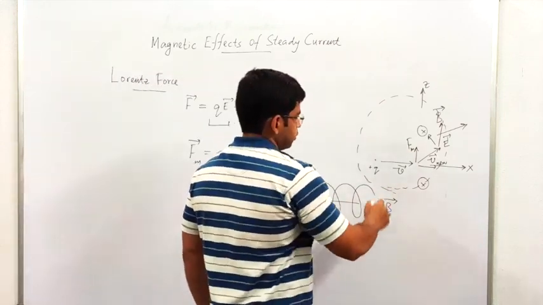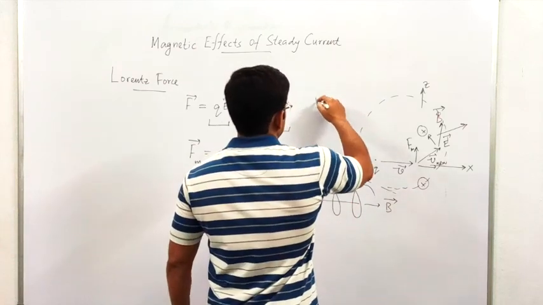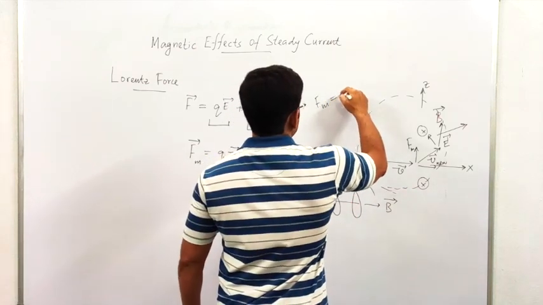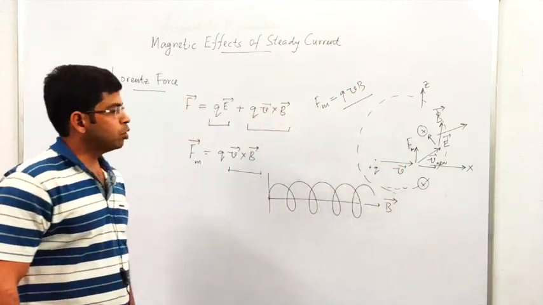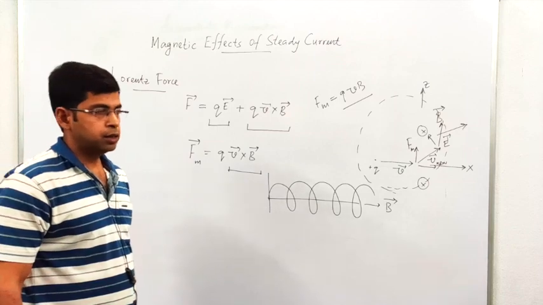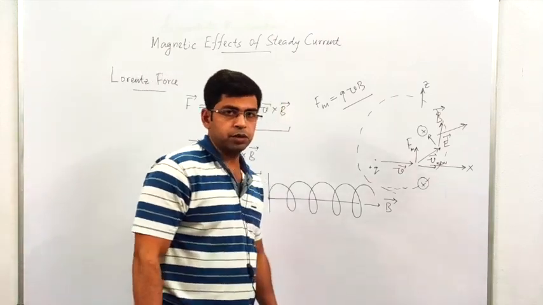In the circular motion that we have considered in the previous case, the magnitude of the force, QVB, this amount of force actually provides the centripetal force for the circular motion of the electron.